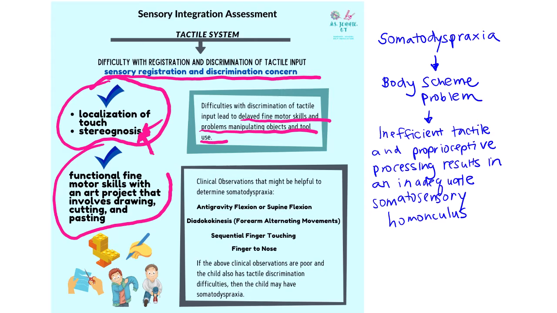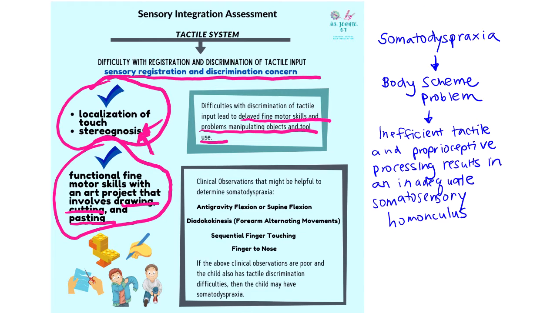And then the next thing I like to take a look at is just a fine motor art project. I like to do this as a functional way for me to see if the child can draw something and then maybe cut it out, paste it together. So I'm looking at sequencing, I'm looking at visual motor skills, I'm looking at their ability to manipulate scissors, pencils or crayons, glue. So I'm getting all of that within just a functional art project.